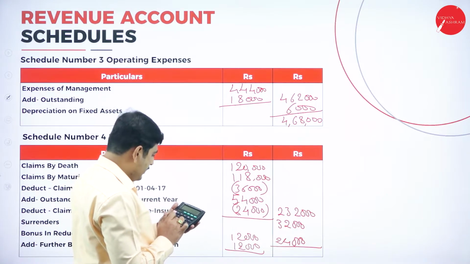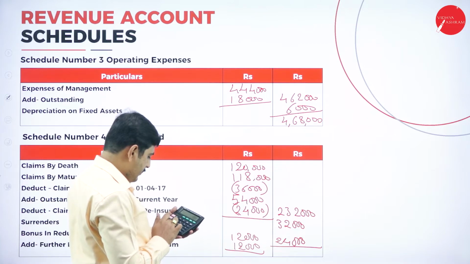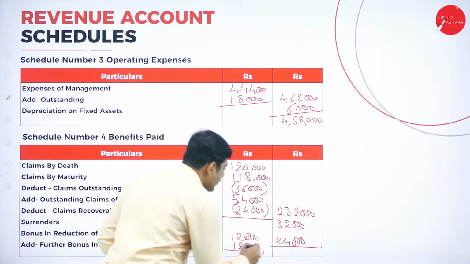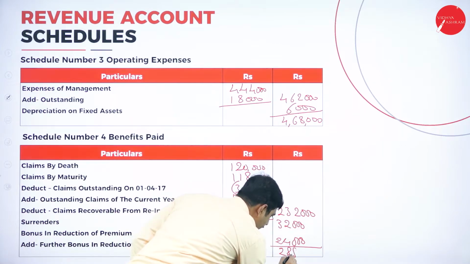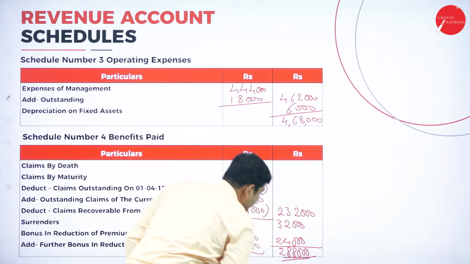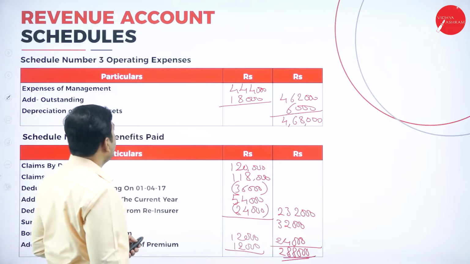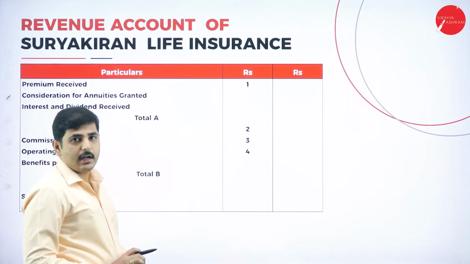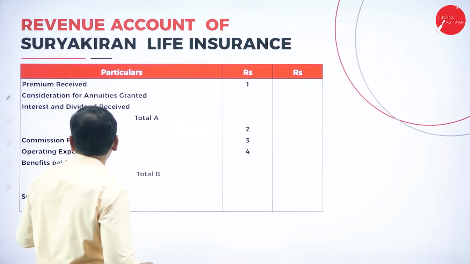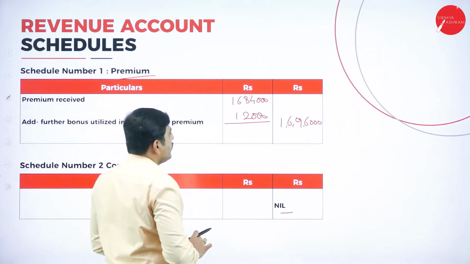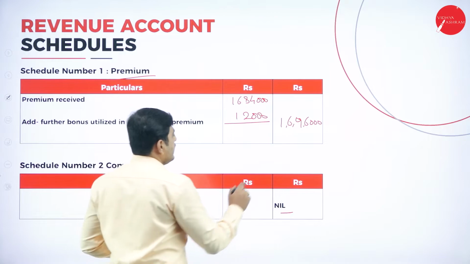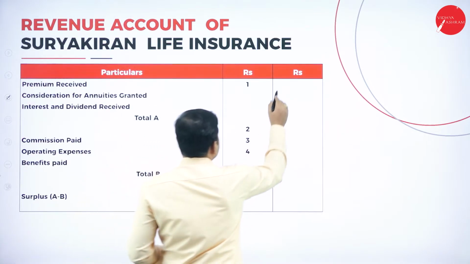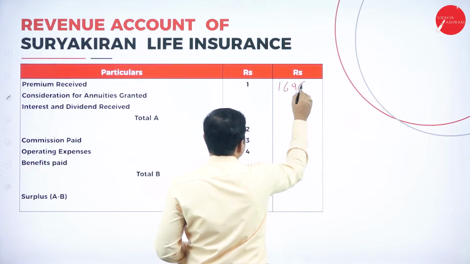2,32,000 plus 32,000, 24,000. This is 2,88,000. Now let's go to the next. Next we are having the revenue account. First one, premium received. What is the premium we are having here? It is 16,96,000. So let's write 16,96,000.